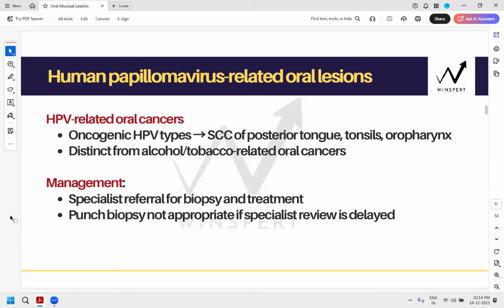Excisional and incisional biopsy. Excisional biopsies you only do for benign lesions. Incisional is for potentially malignant lesions. Specialists only do the incisional biopsy. Punch biopsies should not be done when you suspect malignancy. So any HPV case you would refer.